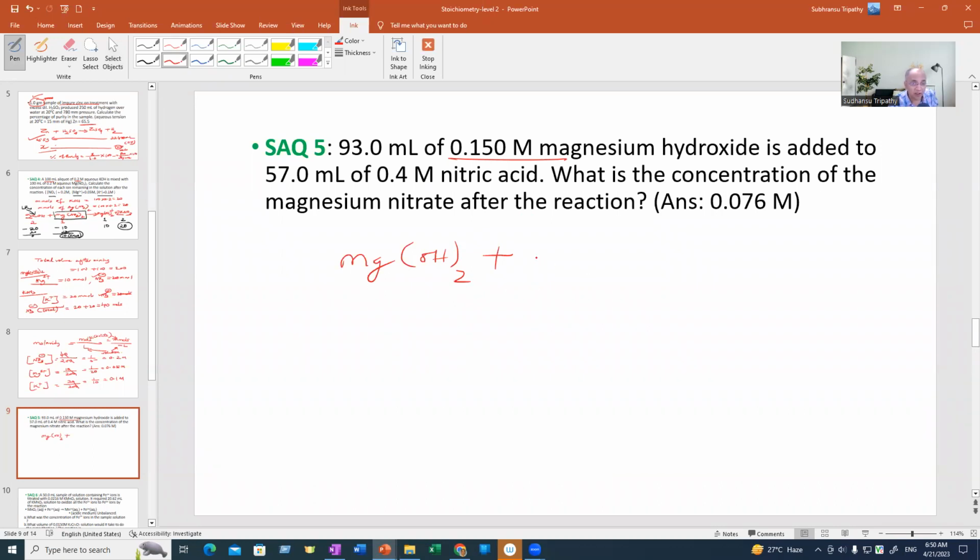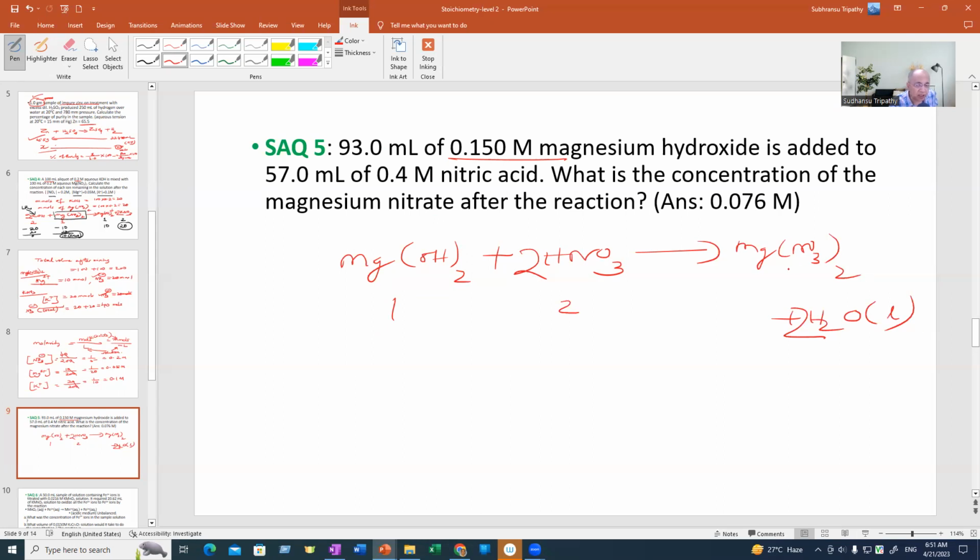Plus nitric acid, and this is a neutralization reaction, you get magnesium nitrate, and water is a liquid, it doesn't produce any ion, and then you balance it. So again, a 1:2 ratio. You find the number of millimoles here, find the number of millimoles there, find the limiting reactant. Then one of them, the limiting one, will be 0. The other one will be in excess. Water produces no ions.